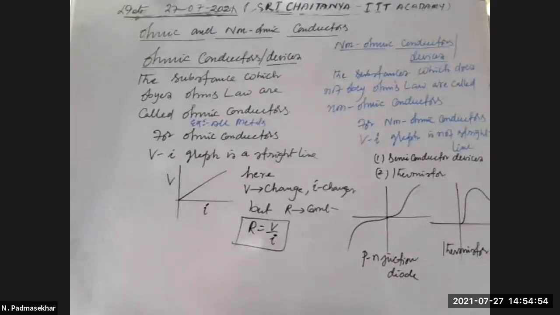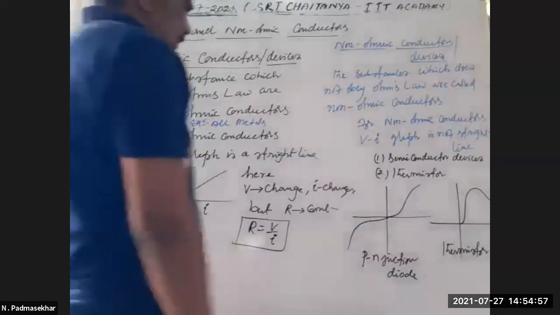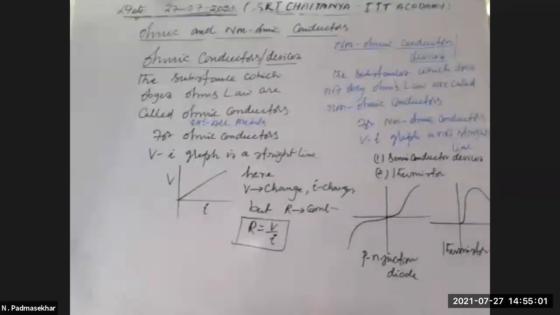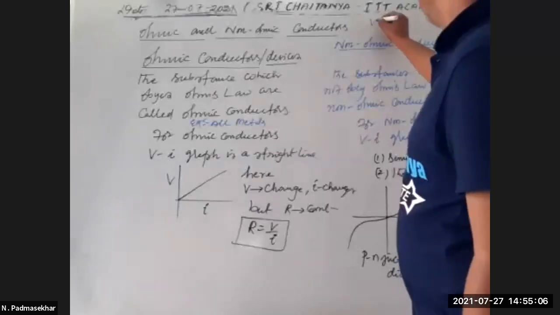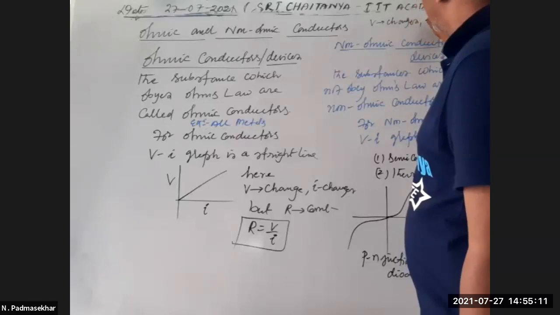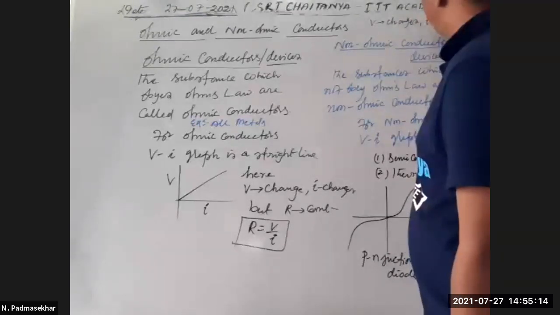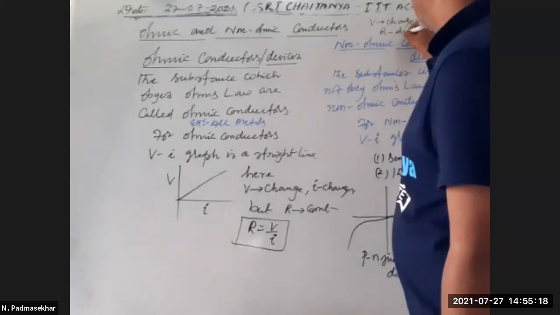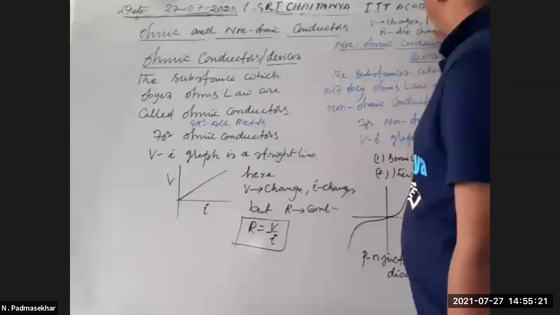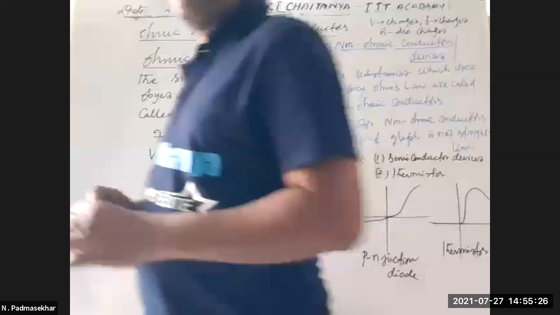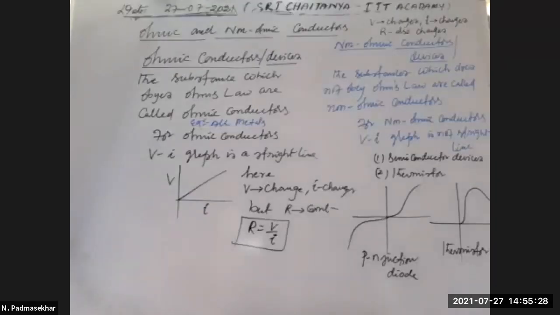Here you write: for non-ohmic devices, V changes, I changes are also changes. V changes, I changes are also changes.